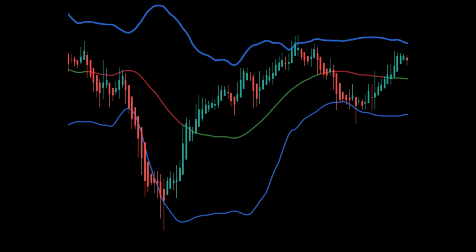When prices rise above the upper band, it's a sign of overbought markets and triggers a sell signal. When prices fall below the lower band, it's an indication of oversold markets and issues a buy signal.